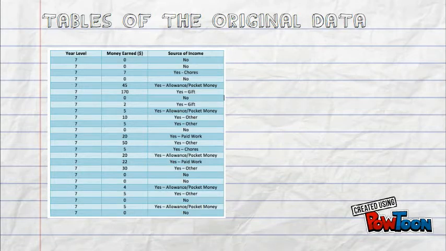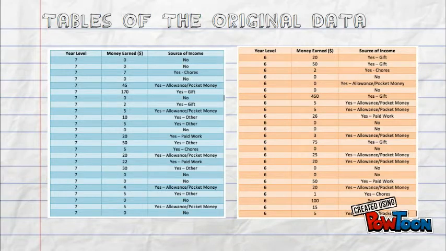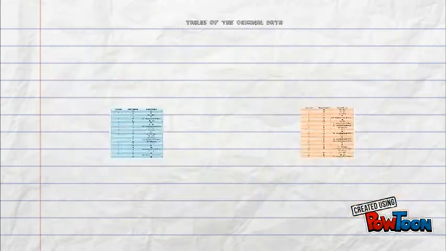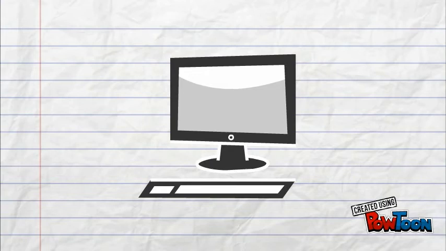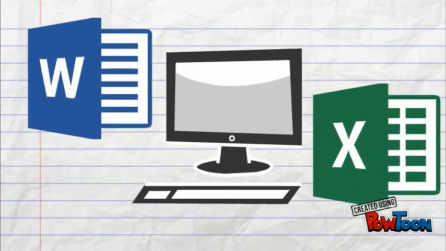By looking at this table, we can easily determine the year level, the amount of money earned, and where it came from. The table on the right shows the original data for students in Year 6. The data sets have been displayed on two different tables to make it easier to identify and read. All graphs were created using electronic devices and programs such as Microsoft Word and Excel.